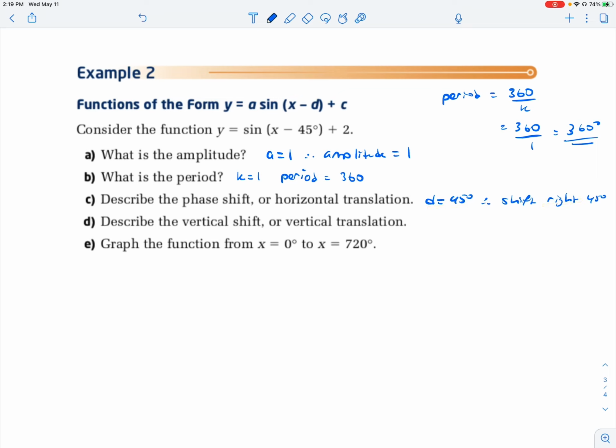Describe the vertical shift or vertical translation. That's the last part here. C equals 2. Therefore, shift up 2 units.